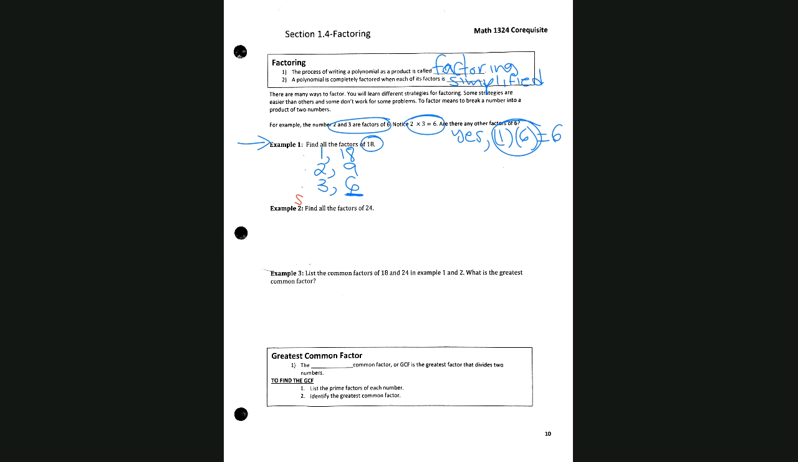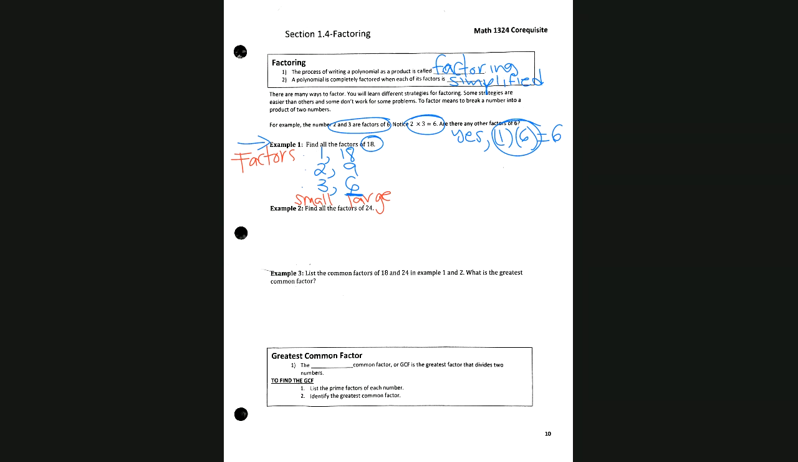So I like to list my factors in this order. I always write the small number and then the large number. And I try to do that because it helps me when I have to factor trinomials, for example, which we're going to do shortly. So just try to get used to that.